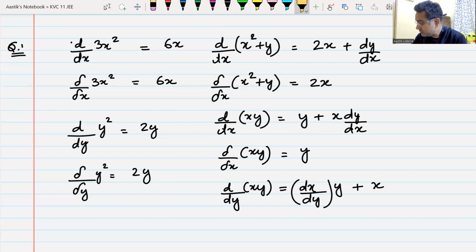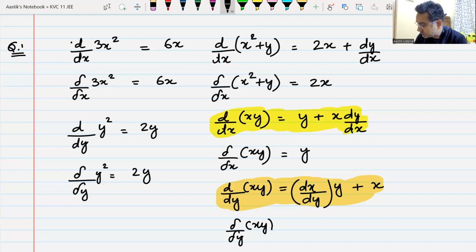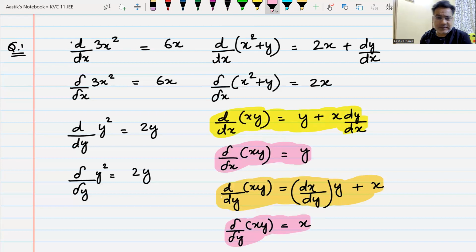You can see this is the complete derivative of xy with respect to y. This is the complete derivative of xy with respect to x. If I find the partial derivative of the same thing with respect to y, can anyone tell me what will be the partial derivative? X. Partial derivative will only be x. So as you can see, partial derivative is quite simpler compared to your complete derivative. That is known as the partial derivative.